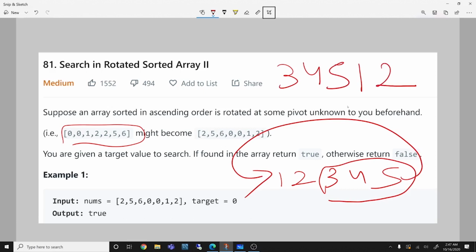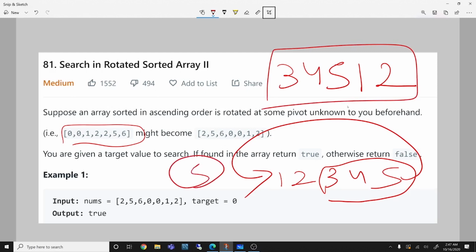Alongside this array, I'll be given a target value and I have to tell whether the target value is present in my array or not. So suppose I'm given a target value 5, I have to tell whether 5 was present in this array or not. So I hope the problem statement is clear to you. Now let's talk about the approach part. The approach to this problem is a bit tricky and we'll understand it through the code, but let's just understand the basics of this question first.